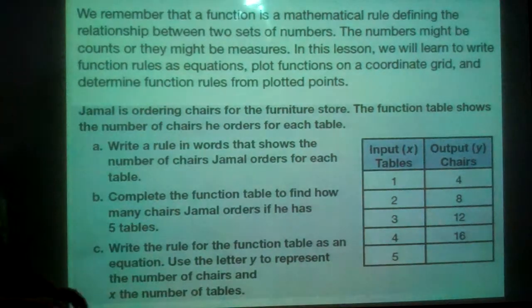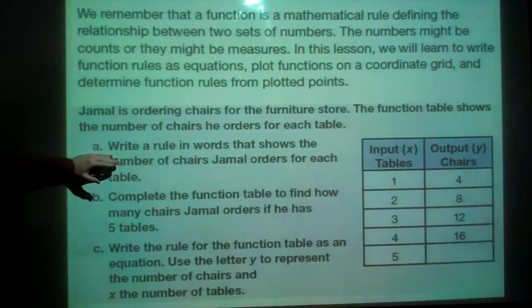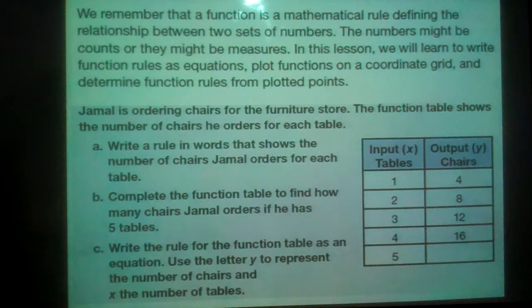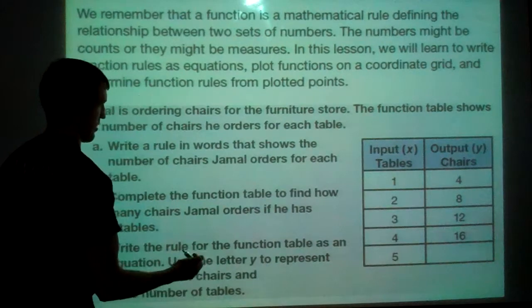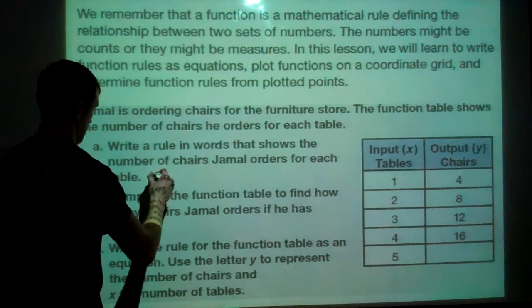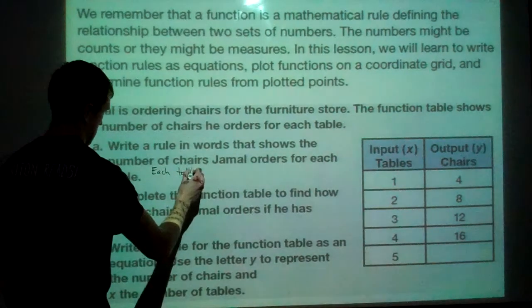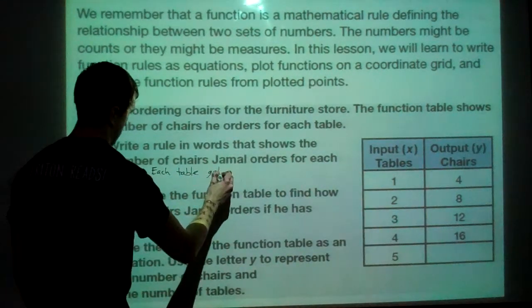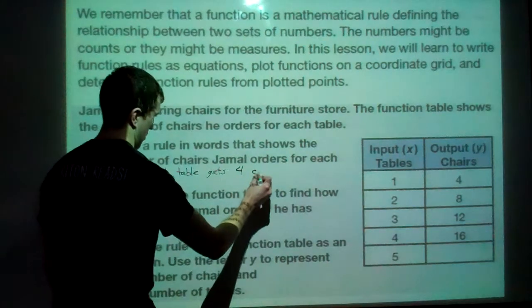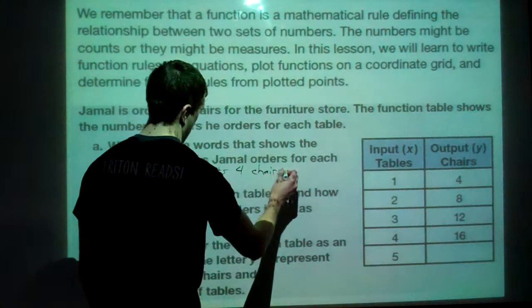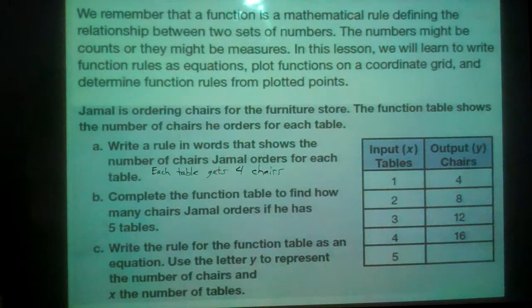Okay. So there is a way that we can write this rule in words. Oh, I see, write it in words. Okay, so we already said that. We said that each table gets 4 chairs. Alright, so for every table there will be 4 chairs.